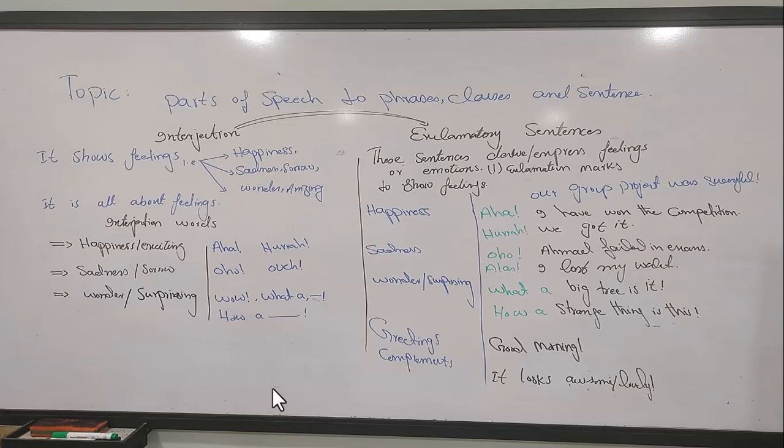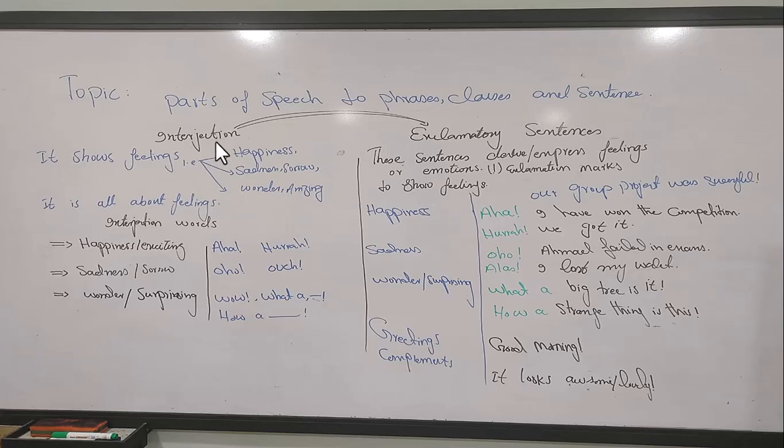First of all, we should make clear what an interjection is. As we learned, an interjection shows strong feelings. These are some feelings, as you can see here, like happiness and excitement, and the interjection words are like aha, hooray. Sadness and sorrow mean oh, ouch, oh my god. And then wonder and surprising things: wow, what are and how are. These two, what are and how are, show wonder.